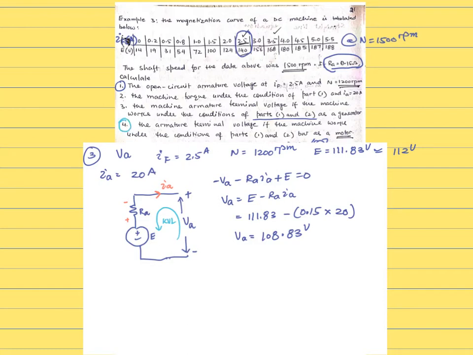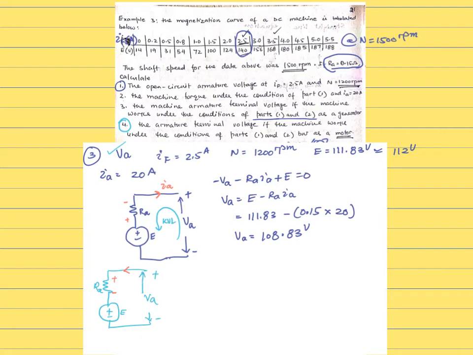Part 4 of the question, let's solve it with a different pen. The armature terminal voltage, again, if the machine works under the same conditions, so all this is same, but now it's going to work as a motor. So in order for it to work as a motor, the direction of the current is going to be from the terminals into the machine. And that is how it's going to provide the polarity of this drop as like this.